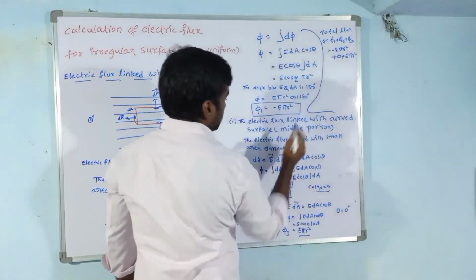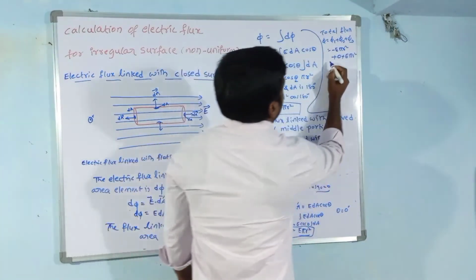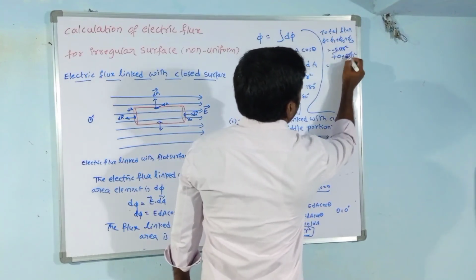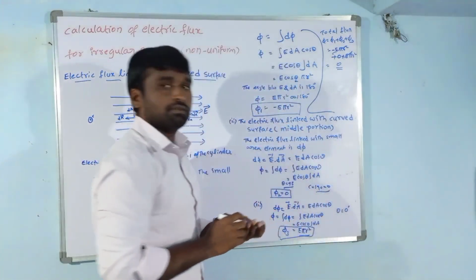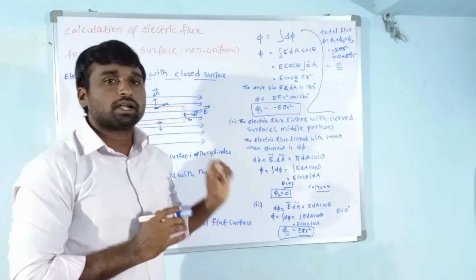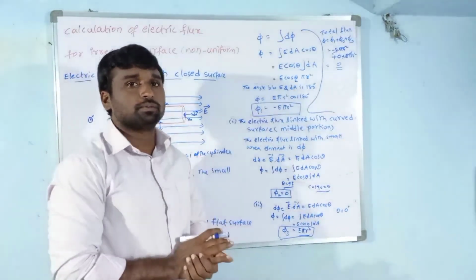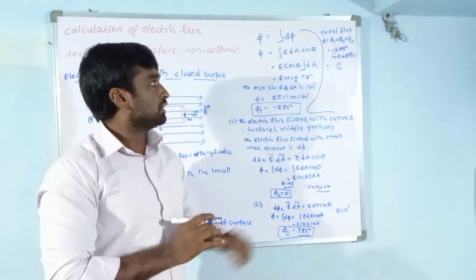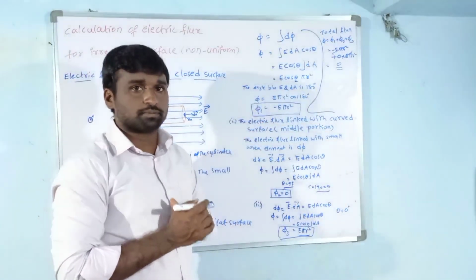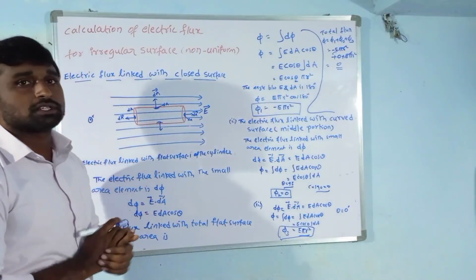This is phi 1, this is phi 2, this is phi 3. Now this is minus E pi r square, this is plus E pi r square. They cancel, so in total we get 0 electric flux. What is the electric flux linked with a closed surface? That will be 0. Sometimes it will not be 0, so we will discuss that in Gauss's law. So this is the electric flux linked with a closed surface.